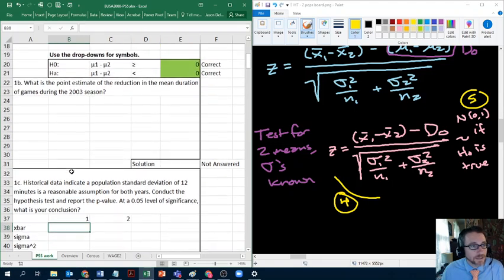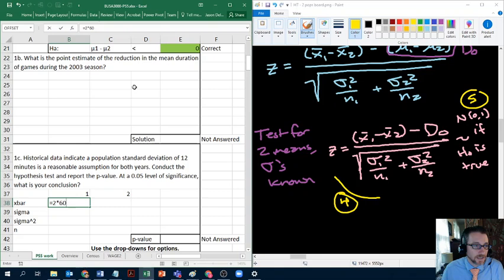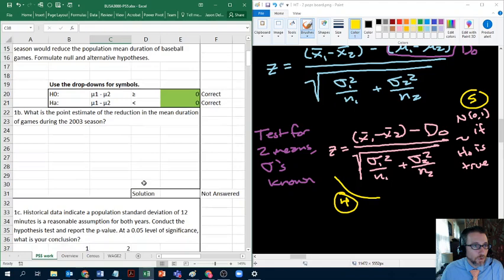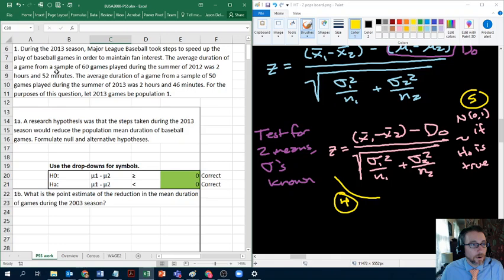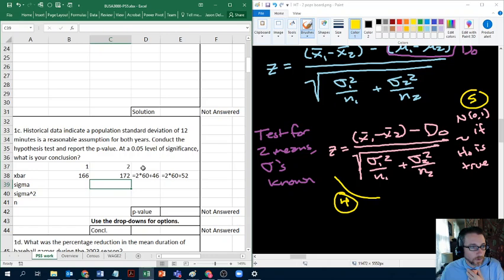And if we look up, we can see x bar 1 is the sample mean. In 2013, which is population 1, it was 2 hours and 46 minutes. So I'm going to do 2 times 60 plus 46 because I want to measure how many minutes it was, right? That's my goal, to measure it in a constant unit. Minutes is the easiest one to deal with here. In 2012, it was 2 hours and 52 minutes. So I'll do a very similar formula: 2 times 60 plus 52, and that's my formula for the minutes for population 2.